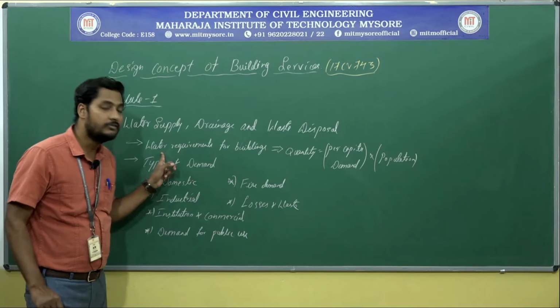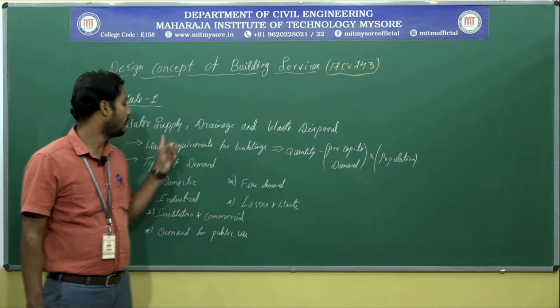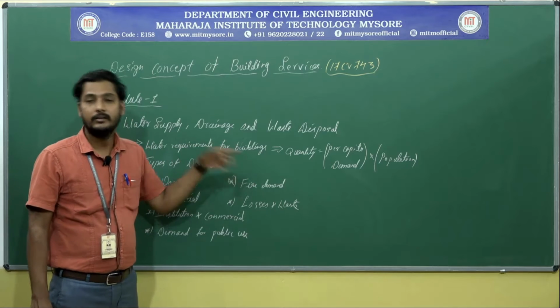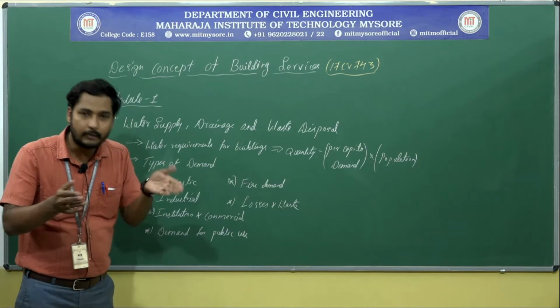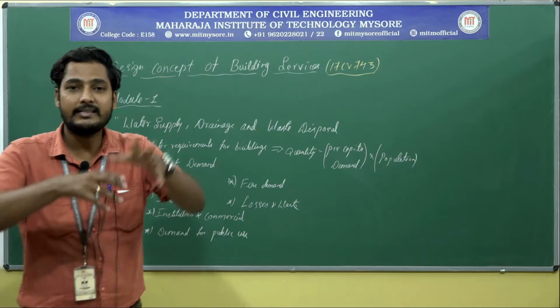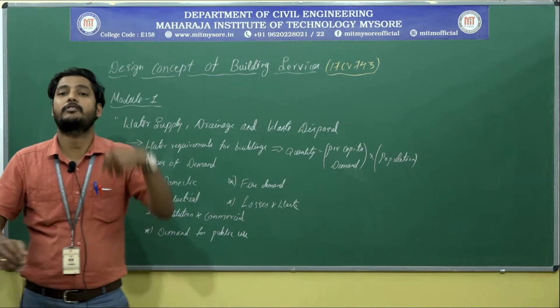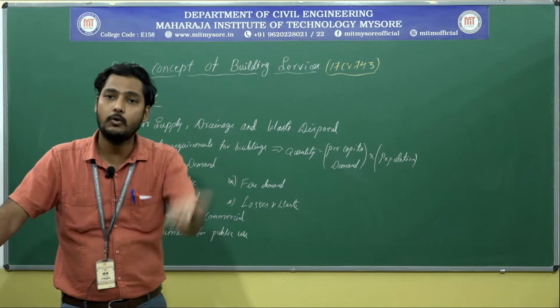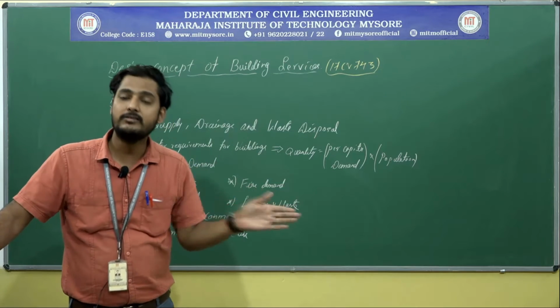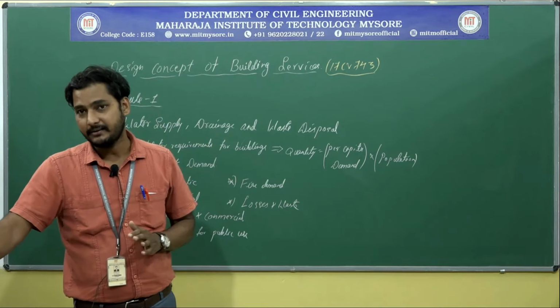So we need to calculate the water requirement for buildings or for the public. If I consider one house, what should be the water quantity for that particular building? If I consider one village, what should be the total water quantity required for that village? Similarly for a taluka, a city, a town, a district, so that we can work out the consumption of water for that particular area.